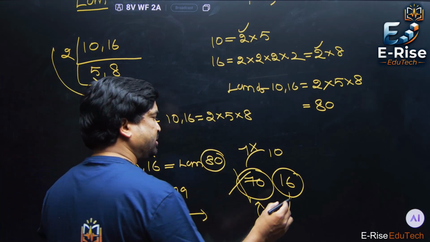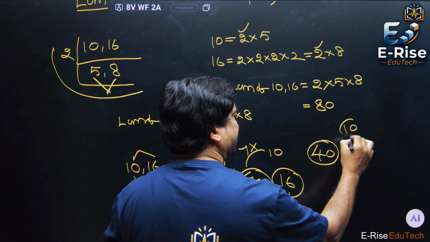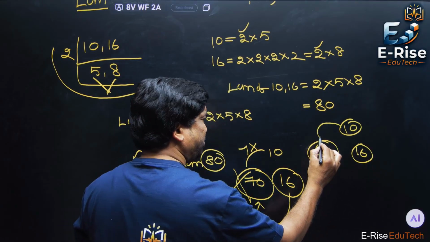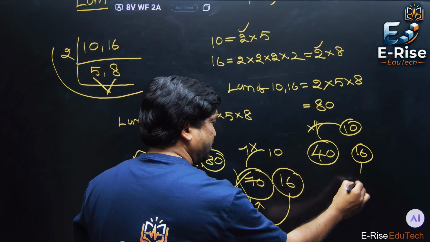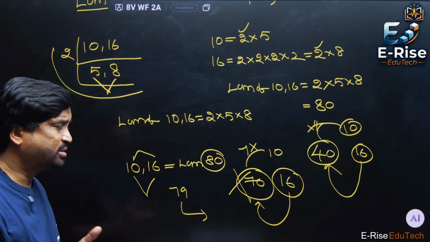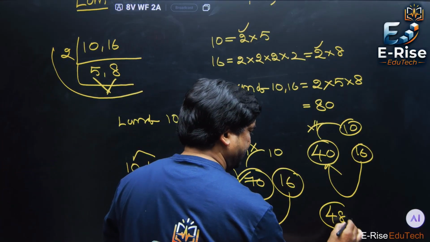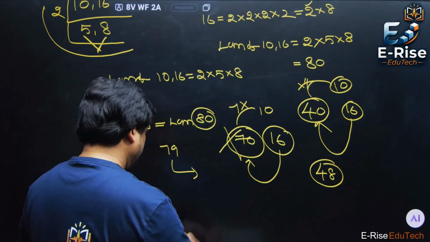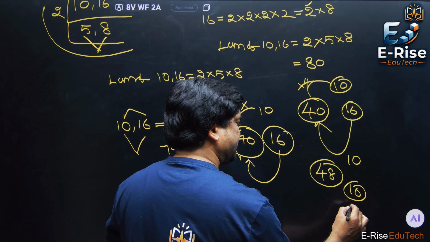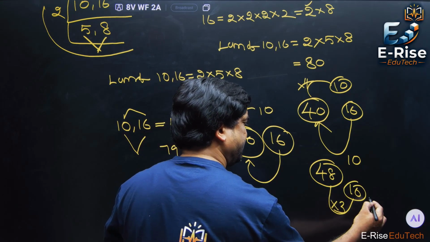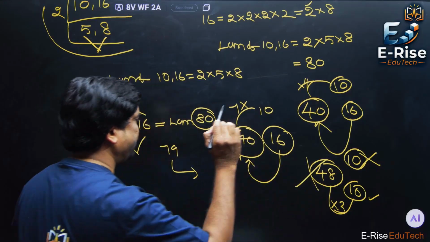Okay, suppose we verify 40. Here 10, here 16. Any number can multiply with 10, multiply by 4 and you get 40. But what about 16? It is impossible to get that. Suppose we apply 48. Here 10, here 16. 16 into 3, you get 48. But what about 10? Not possible. So it's not the least value.